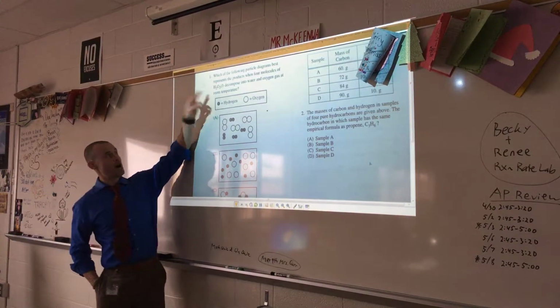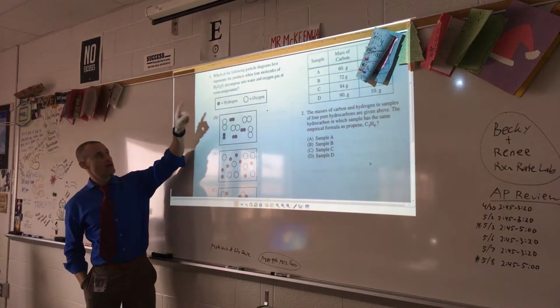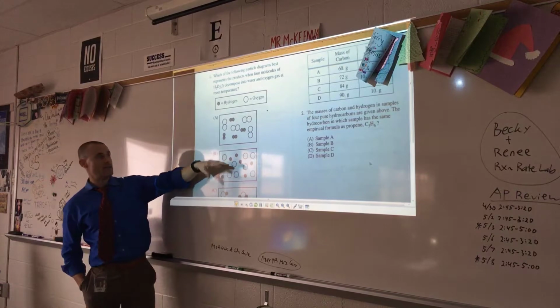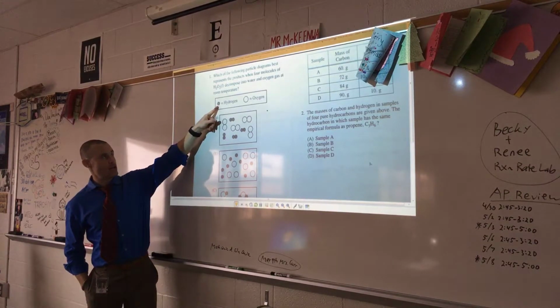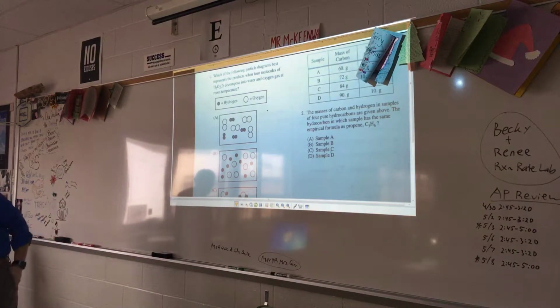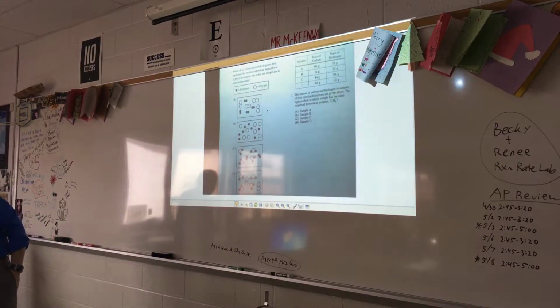So it says 4 molecules of H2O2 decompose into water and oxygen gas. Which best represents? A, B, C, D. Hydrogen is the shaded one, it's little. Oxygen is not shaded, it's big. Is that good enough? Can you see them? Yes, sir. Okay.